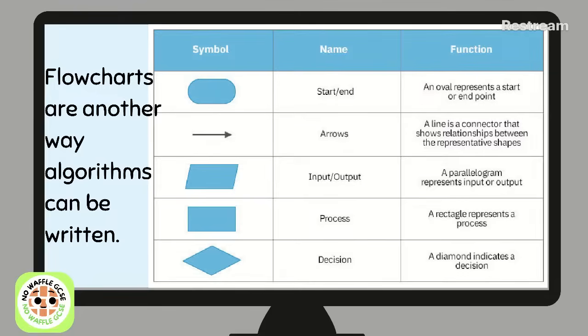You've got a rectangle, which is process, and you've got a diamond, which is a decision.